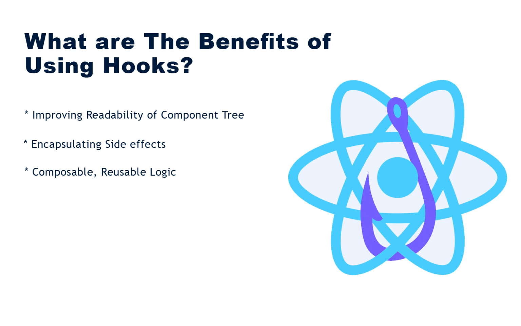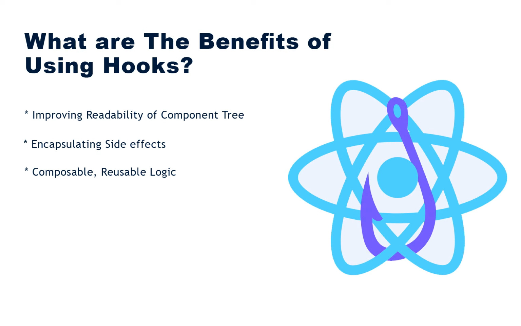What are the benefits of React hooks? The first benefit is improving readability of the component tree. The useContext hook has been a blessing, greatly improving the readability of JSX. It allows context values to be read outside of JSX. This was also previously possible in class components by using the static contextType property, but is even cleaner with useContext. And the second benefit is encapsulating side effects.